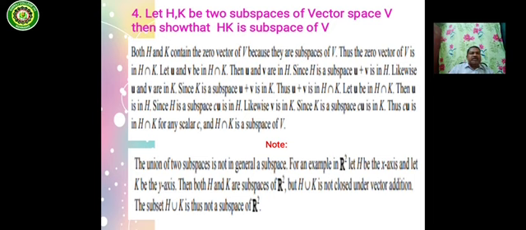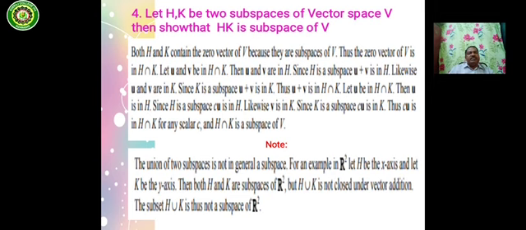So H intersection K satisfies the three properties: the 0 vector belongs to H intersection K, u plus v belongs to H intersection K, and cu belongs to H intersection K. If these three properties are satisfied, then we say that the set is a subspace of the vector space. Therefore H intersection K is a subspace of V.